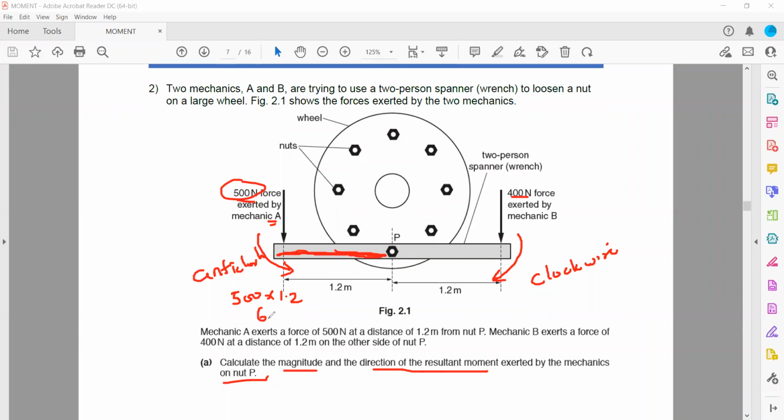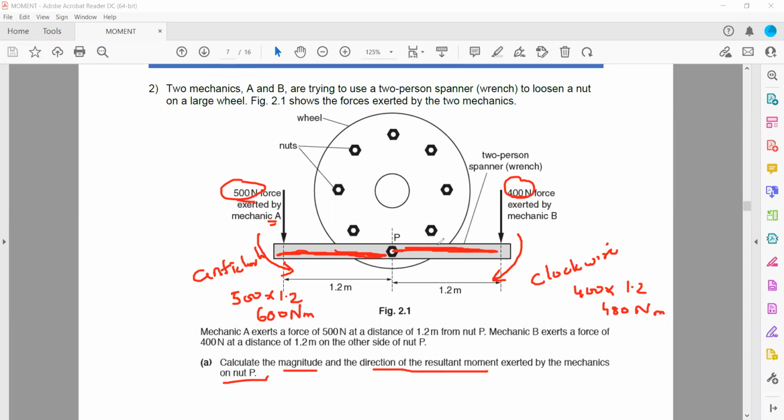600. So that is equal to 600 Newton meter. And when we calculate the clockwise moment, the force is 400 and the distance from the pivot is 1.2. So 400 into 1.2, how much is it? The value? 480. So this is 480 Newton meter.